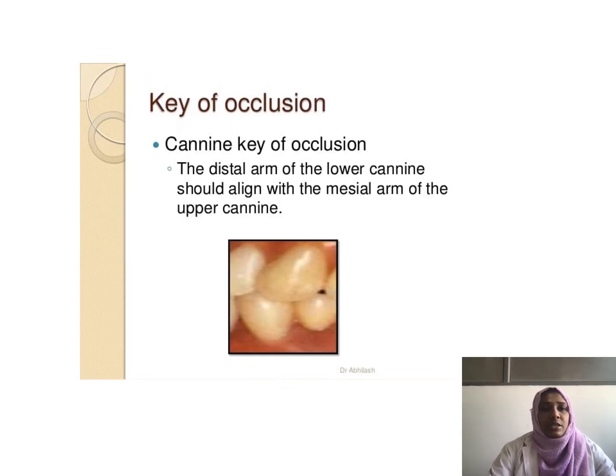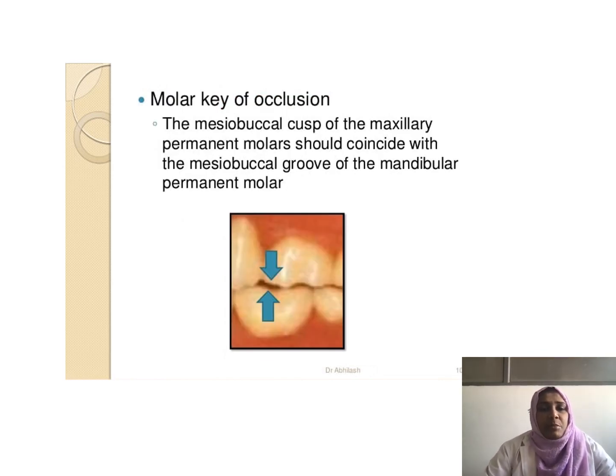And coming to the next, we proceed to the key of occlusion. Already I have told you about the canine key of occlusion during the arrangement of the anterior teeth, upper and lower. And once again I will repeat the canine key of occlusion. The distal arm of the lower canine should align with the mesial arm of the upper canine. And coming to the molar key of occlusion, the mesio-buccal cusp of the maxillary permanent molar should coincide with the mesio-buccal groove of the mandibular permanent molar.